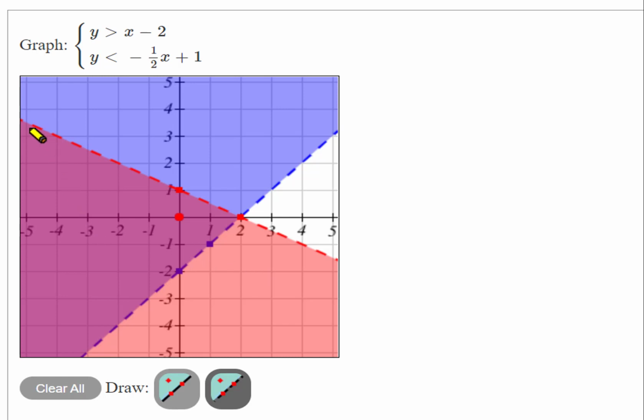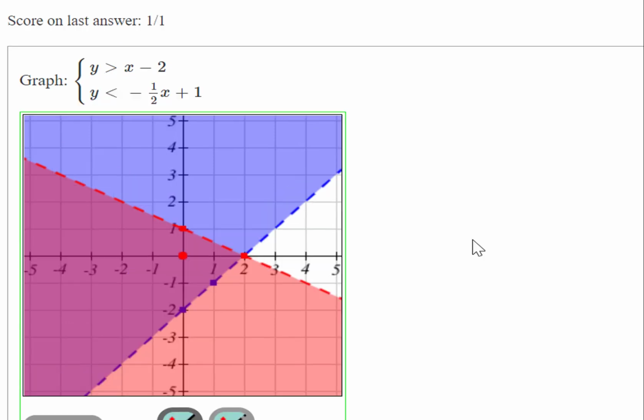At this point, the overlapping regions, which are in purplish here, are the solution region for the system. If I submit this now, there we go.